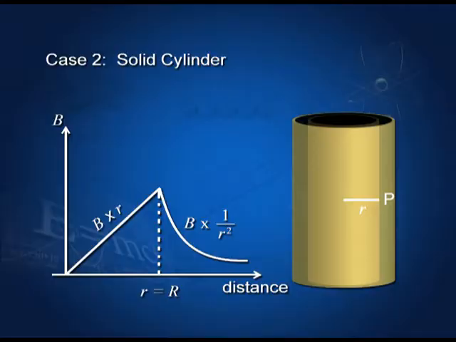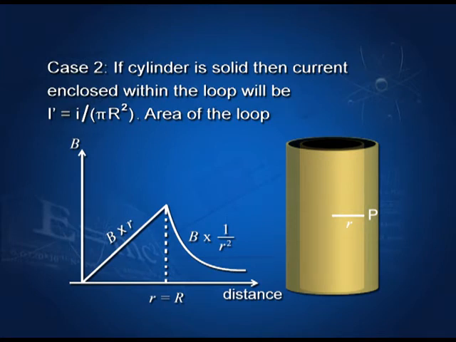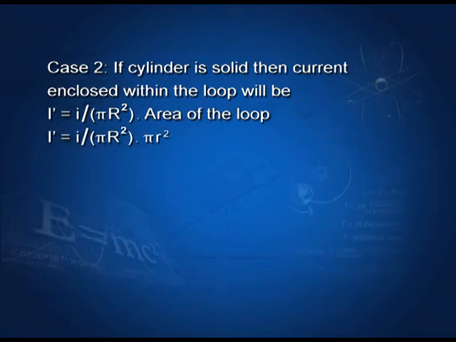Situation 2. If the cylinder is solid, then current will also pass through the shaded area of the loop shown in the diagram. If current I is passing through the whole area pi capital R square of the cylinder, then current through the shaded area, I dash, will be equal to I divided by pi capital R square into the area of the shaded loop. As a result, we get I dash equals I divided by pi capital R square into pi small r square. Here pi small r square is equal to the area of the shaded loop.